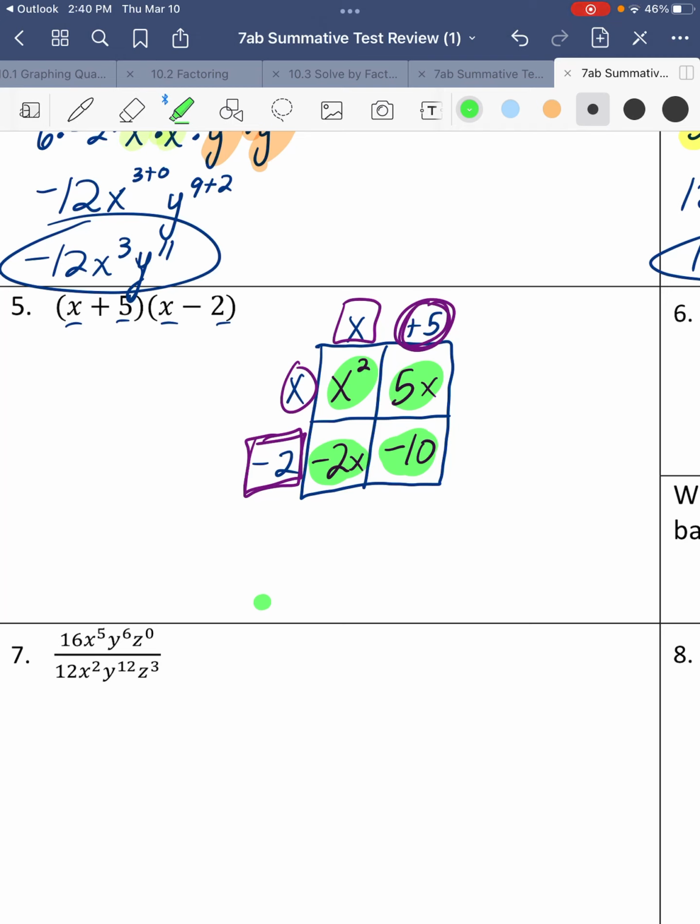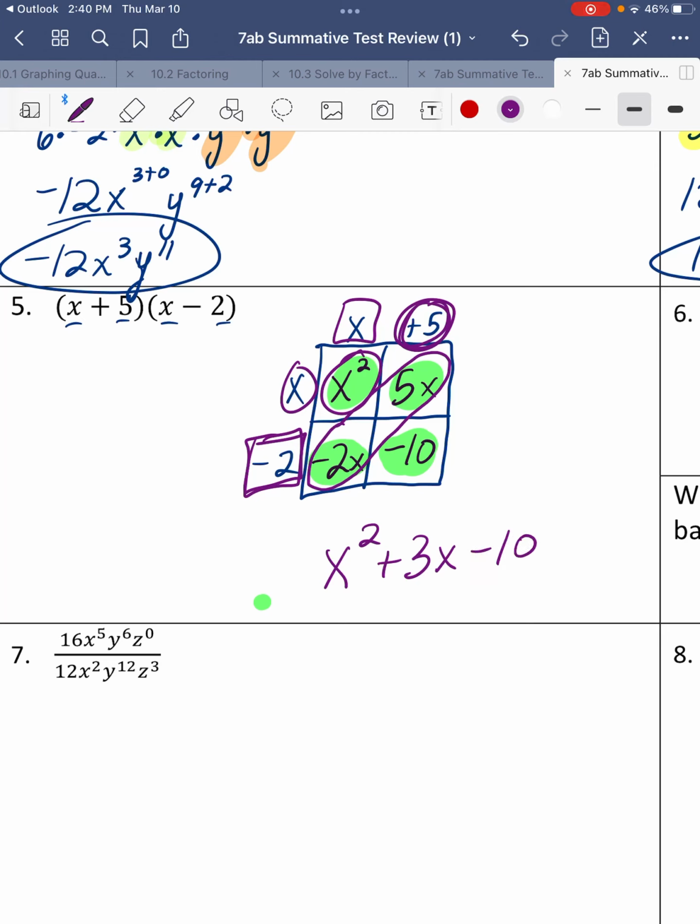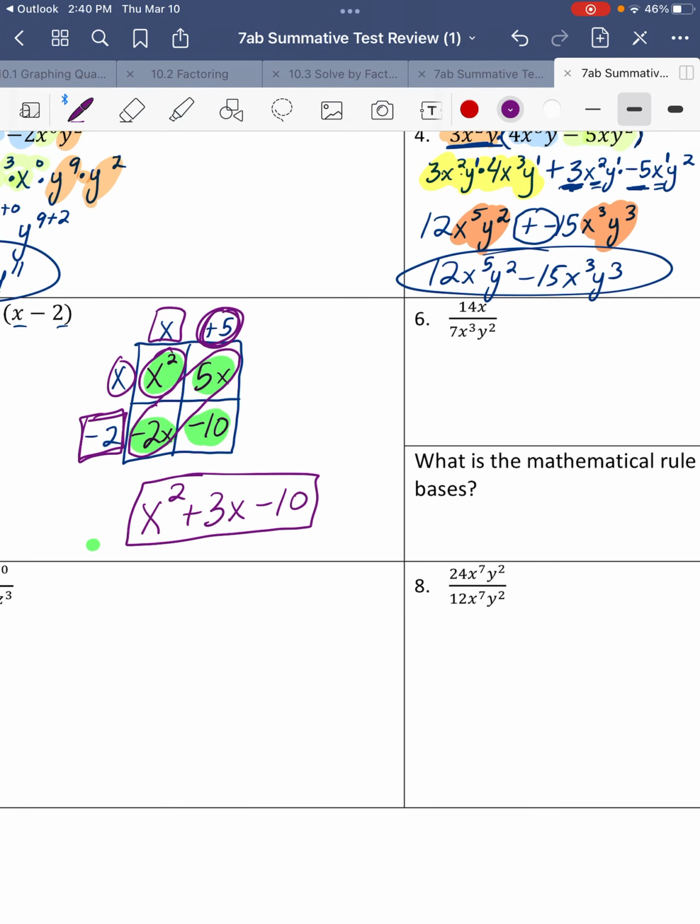Do I have any like terms? And hopefully you are saying yes. Your like terms are the 5x and the negative 2x, or subtracting 2x. We have 1x squared, that's the top left. So we have one of those, but then 5x minus 2x is 3x. We have 3x left, and then subtracting 10. And there's your final answer there.